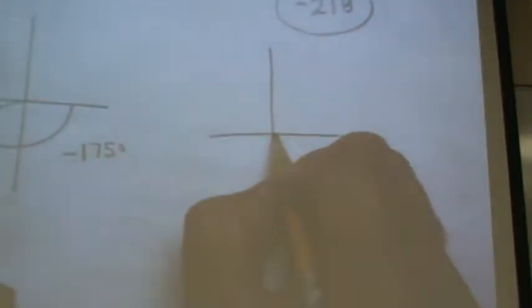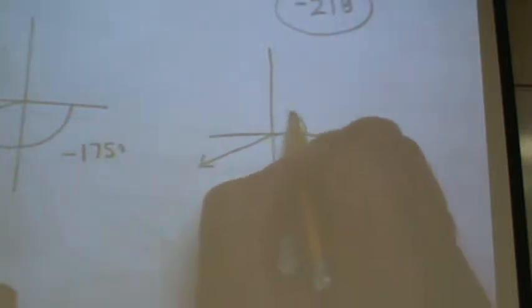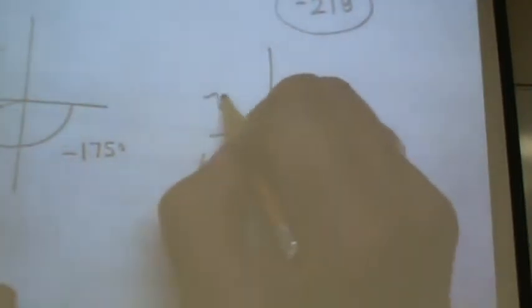Now for radians, we're 7 pi over 6. 7 pi over 6 is in quadrant 3. This is 7 pi over 6.